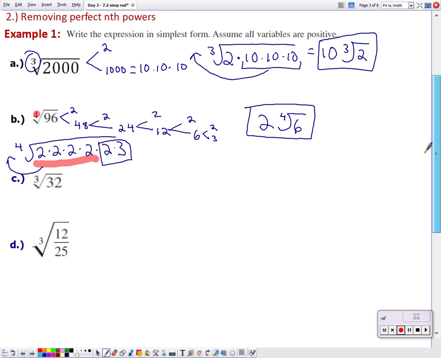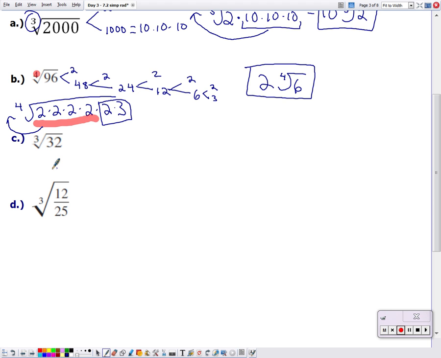Letter C is the cube root of 32. Take a moment and try this one by yourself. Pause the video. Okay, so I'm going to start the same way. 32 is even, so I've got 2 times 16, and then 16 is 2 times 8.